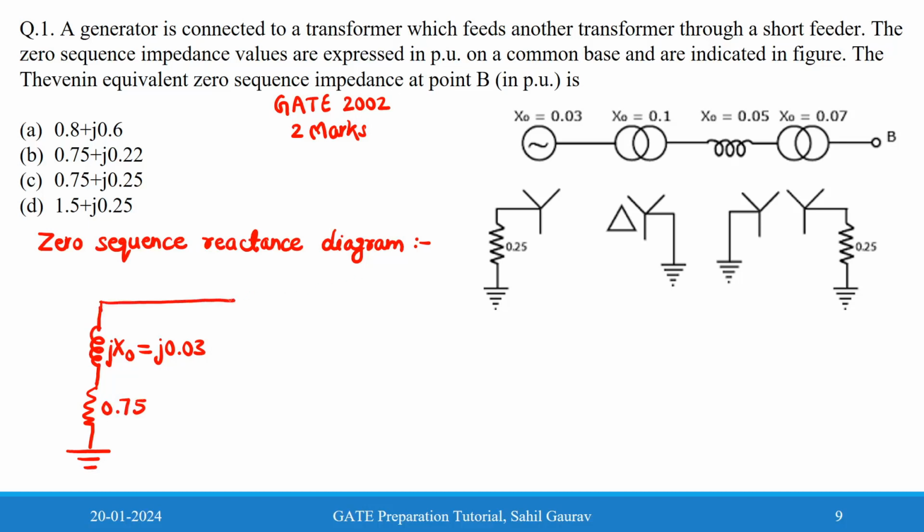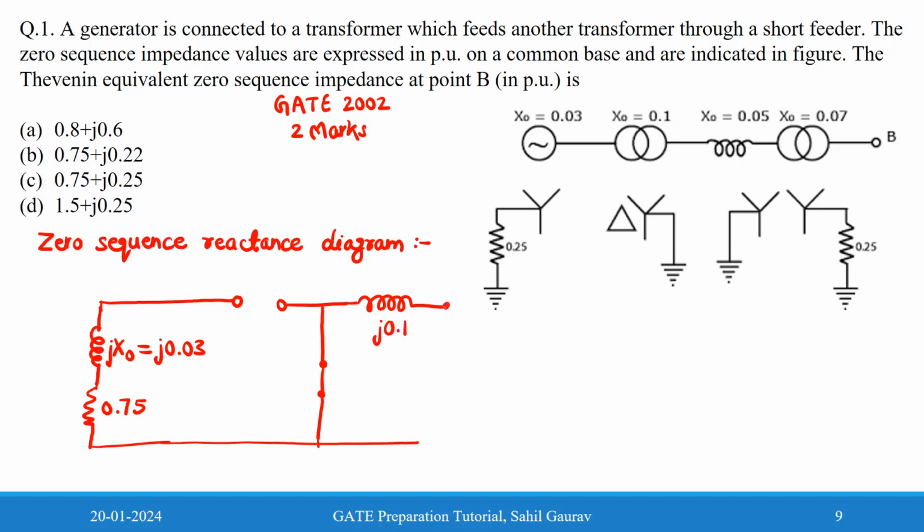Now this transformer is the important part of the zero sequence reactance diagram. The series connection should not be closed because it is delta connected, so you just keep it open and connect this parallel switch, and the zero sequence reactance for the transformer is j0.1.